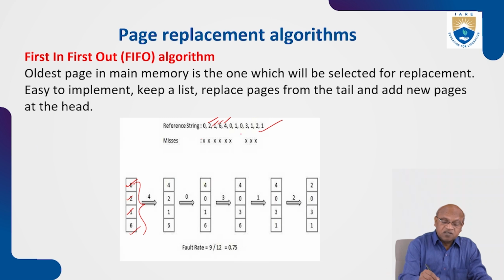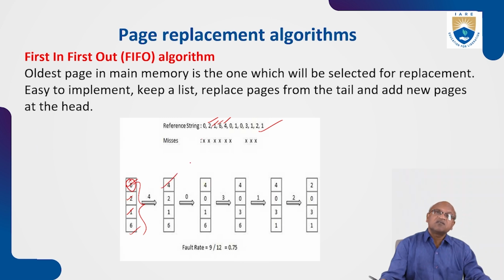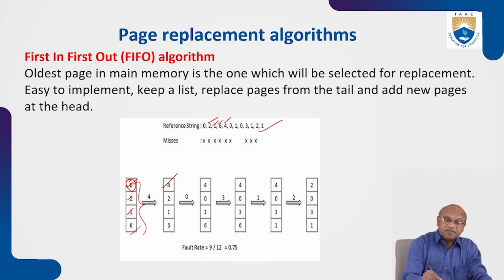Whenever a page fault occurs, page replacement automatically comes into action, and it will remove the page which entered first, which is 0. So now 0 is removed and 4 has been placed there. This is called first in first out. We have seen this example, whatever pages are being demanded.